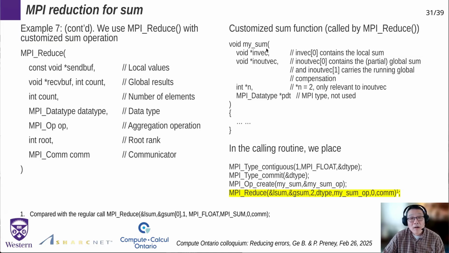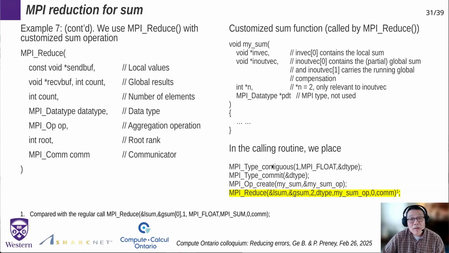So I define my own function to deal with the summation. I call it my sum. This is my function. By the MPI standard, if you define your own function, you need to take these two elements. First, the input, and the second is the input and output. Both are arrays, and you define the size of the array and the data type. This is a very generic form for a customized function to be used with MPI reduce with a customized operation.